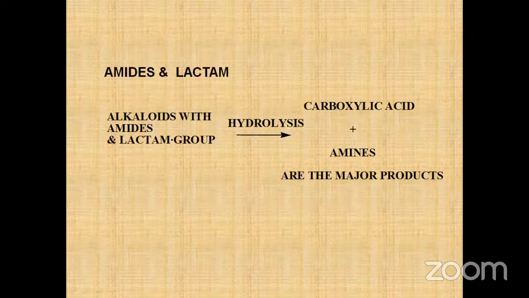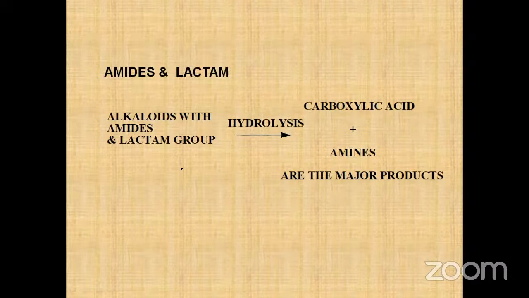Right. Amides and lactams. Alkaloids with amides and lactams. Amide is the acyclic form. The cyclic one is the lactam. On hydrolysis, it leads to the formation of carboxylic acid, or if it is an amide, it leads to the formation of amines as the major products. Lactams are cyclic amides generating the carboxylic acids.